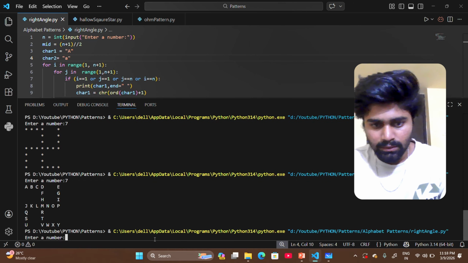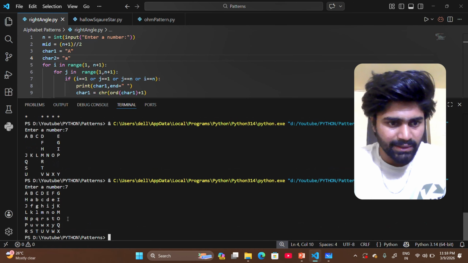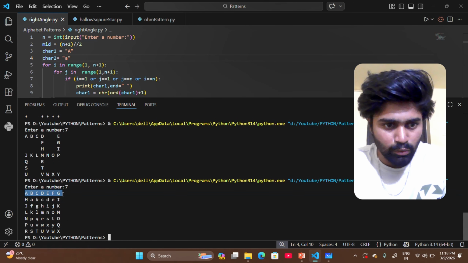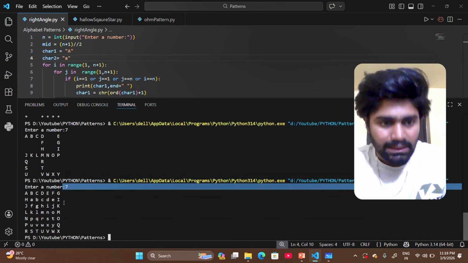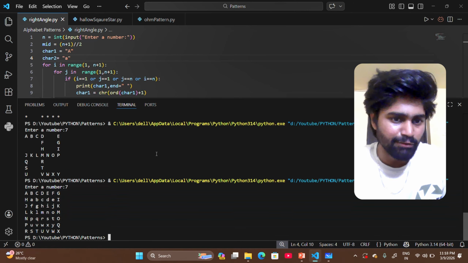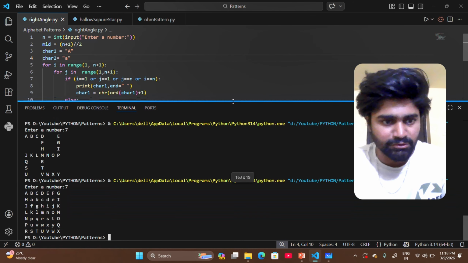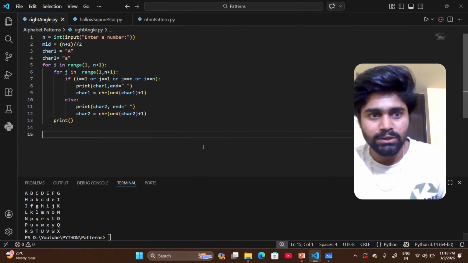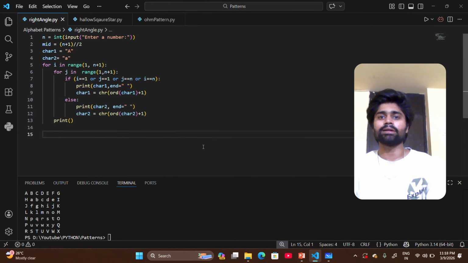See here, we are getting the same output. Whenever i value equal to 1 or j value equal to 1 or j value equal to n or i value equal to n, we are going to print the capital letters. Otherwise, we are going to print the small letters. So this is the program to get that pattern.